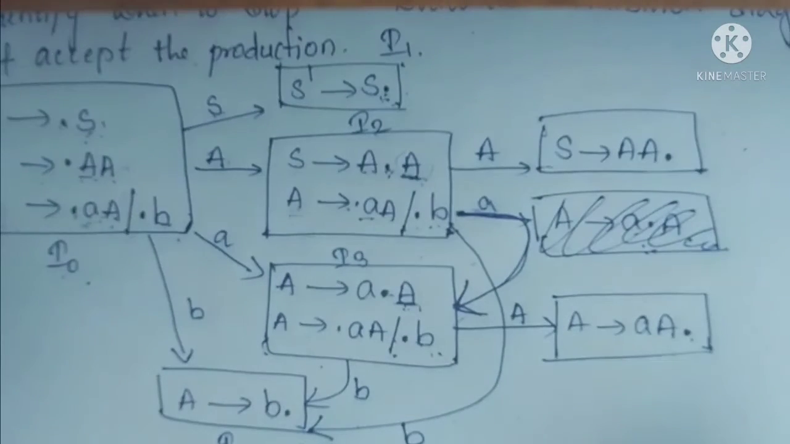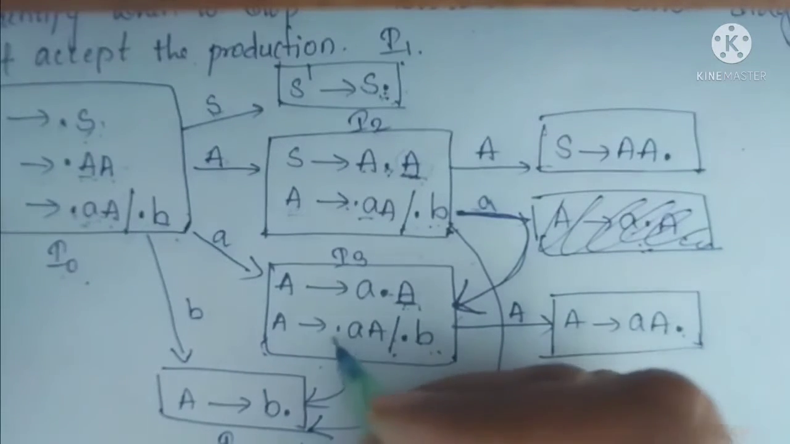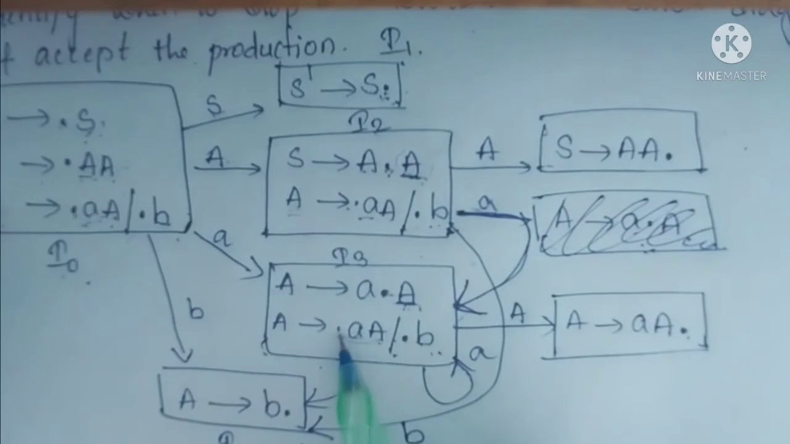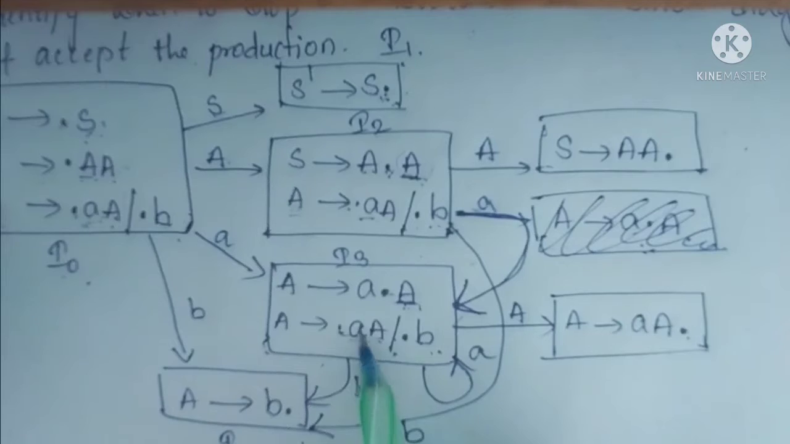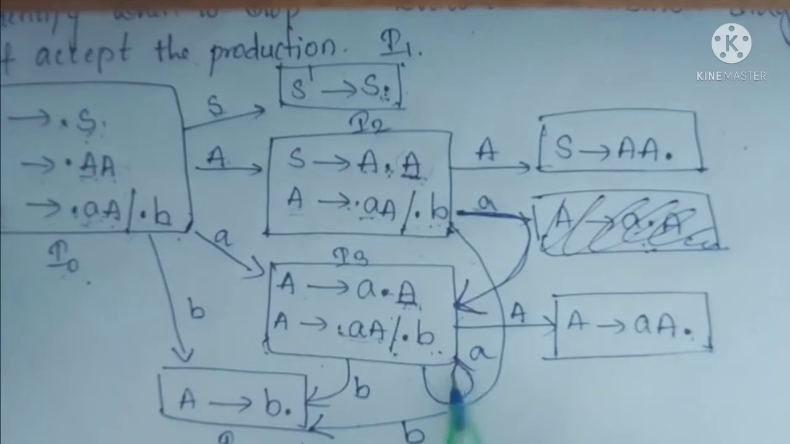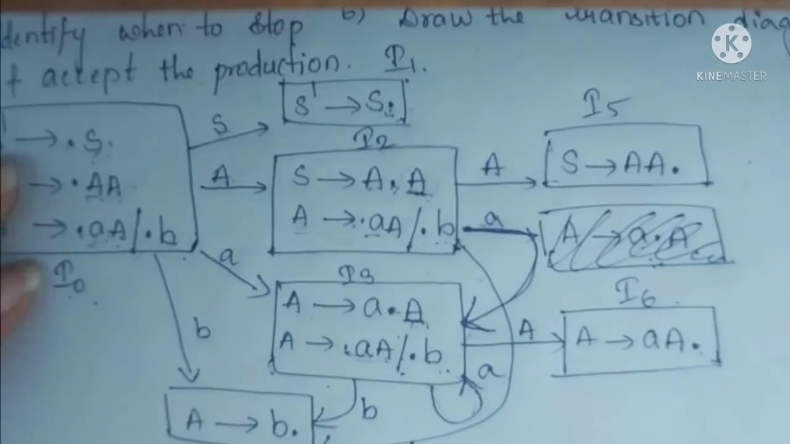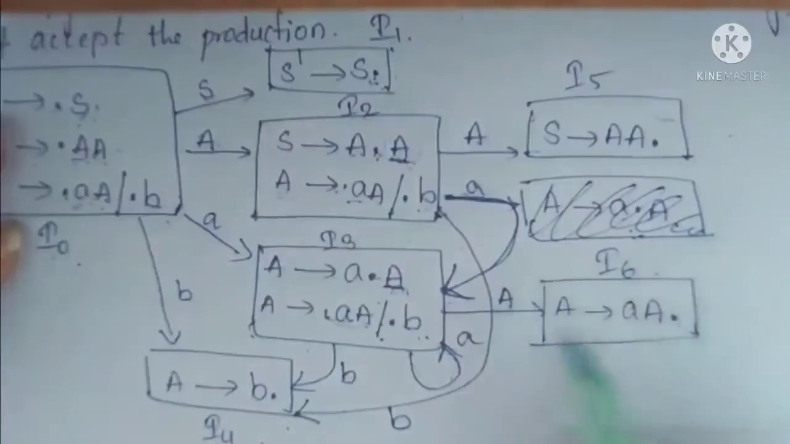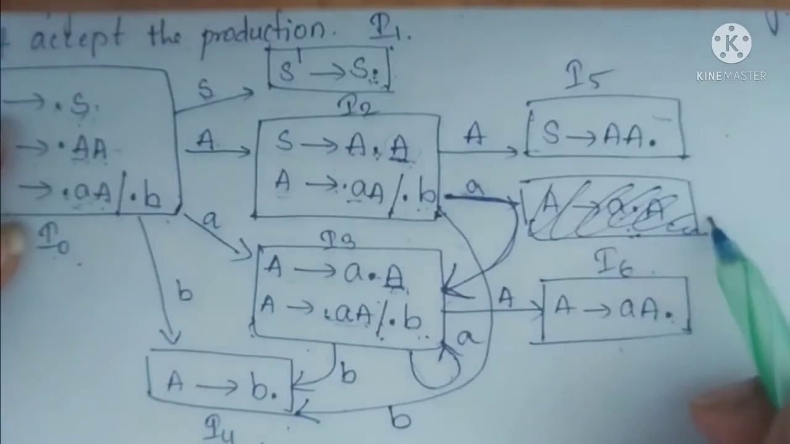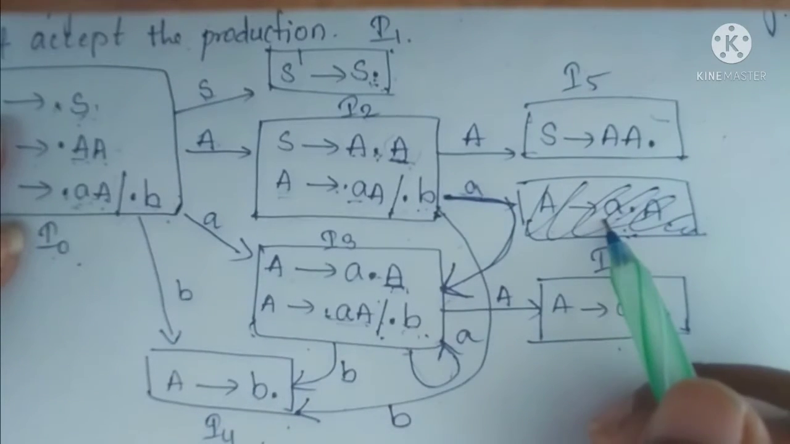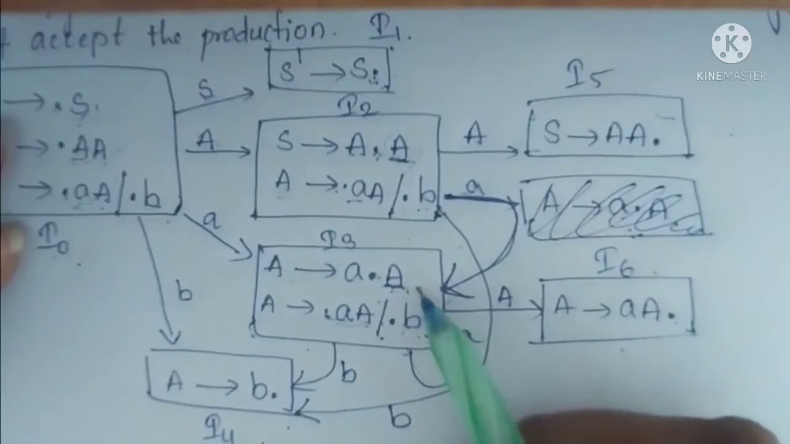Next for this state we have this one also. You can keep the self loop, that is A. Why? Because if we transfer this dot symbol to here, we'll get again A dot A. So this is already in the same state, so we have to keep the self loop. So we got the sixth state here. Mark this state as I5 and this state as I6. Don't write these states. You can directly give it to the I3. Why? Because these two are same. This state and this state is same. No need to give the double states.